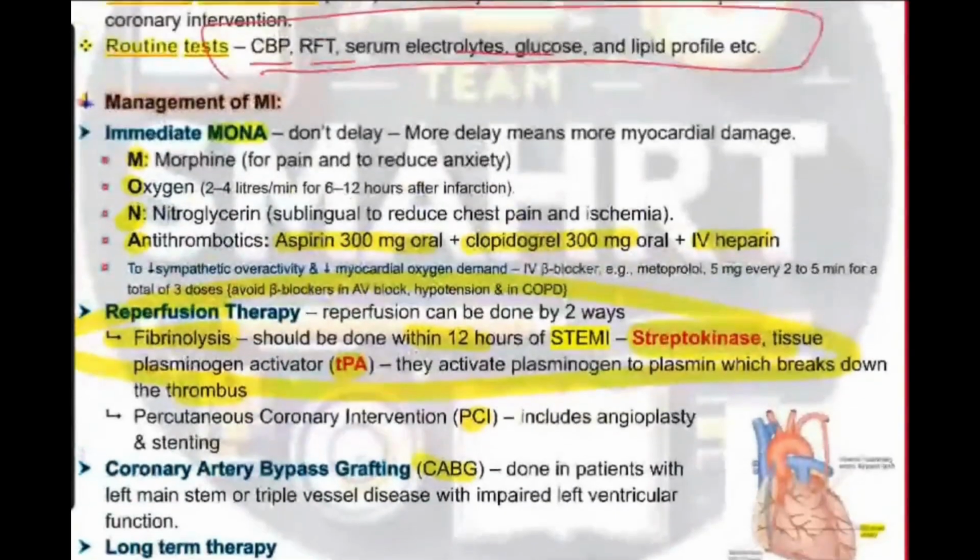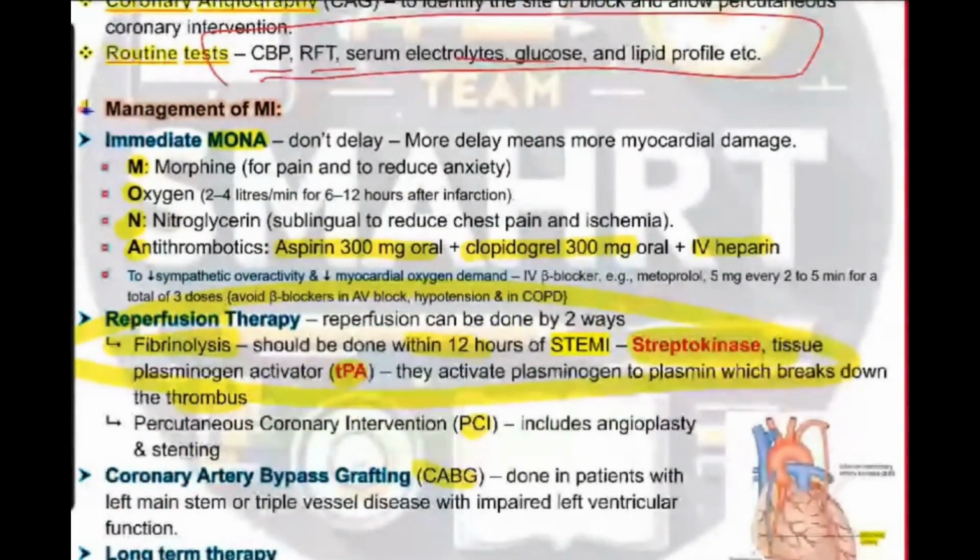Okay. In MI, this is how you manage a first heart attack. Reperfusion therapy: if the patient is very lucky and came to you within 12 hours, do STEMI, do fibrinolysis, or after 12 hours, you do PCI. If PCI is not available, or if the block is large, you do CABG. First time you did. Very important.